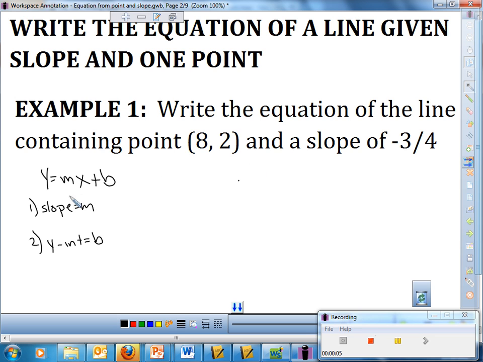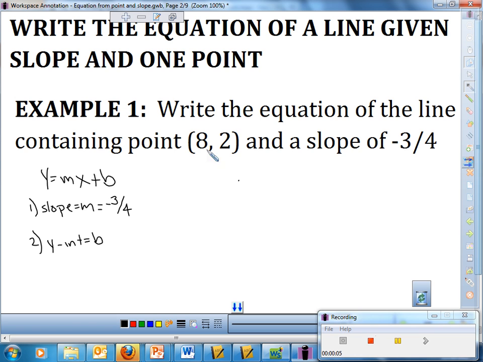So let's write an equation of a line. I know that's going to look like y equals mx plus b, containing the point (8, 2). This point is neither a slope or y-intercept, so I can't use that right now, and a slope of -3/4. Oh, slope is -3/4, so I'm going to go ahead and write that out. Slope is -3/4. Now, I'm not given b, so I'm going to have to do some work to figure that out.